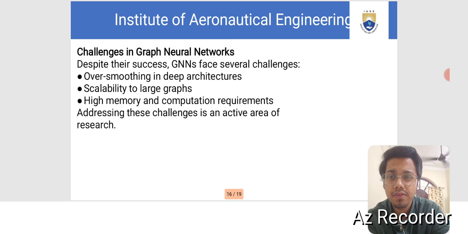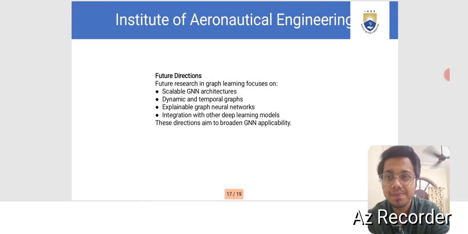Challenges in graph neural networks. Despite their success, GNNs face several challenges: over-smoothing in deep architectures, scalability to large graphs, and high memory and computation requirements. Addressing these challenges is an active area of research.